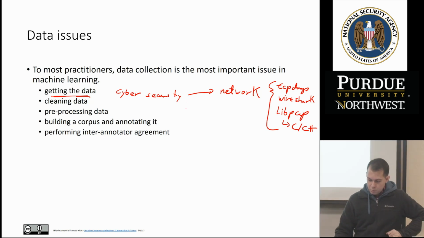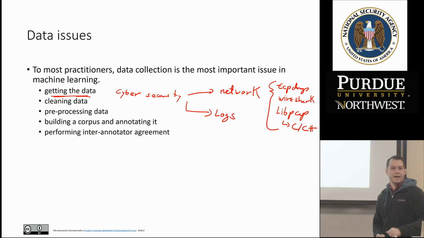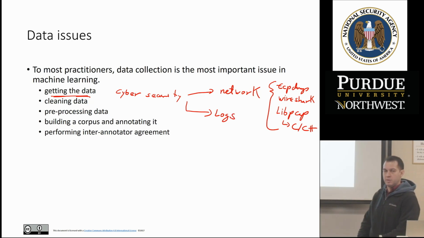Network data, of course, is one source, but there are other sources, right? So we have just logs, right? So we can use logs. Everything that happens in a computer in the network can be logged, and then you can run code also to extract data from those logs. So that's another source where we can get our data.